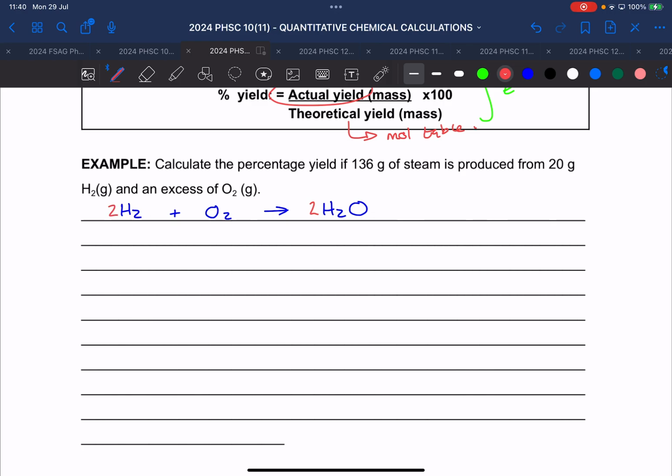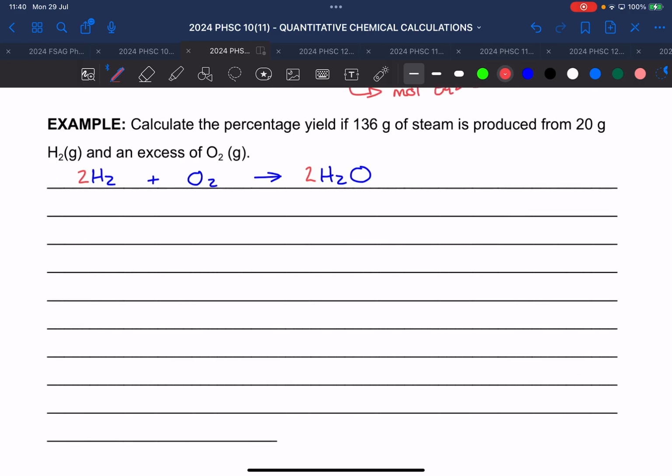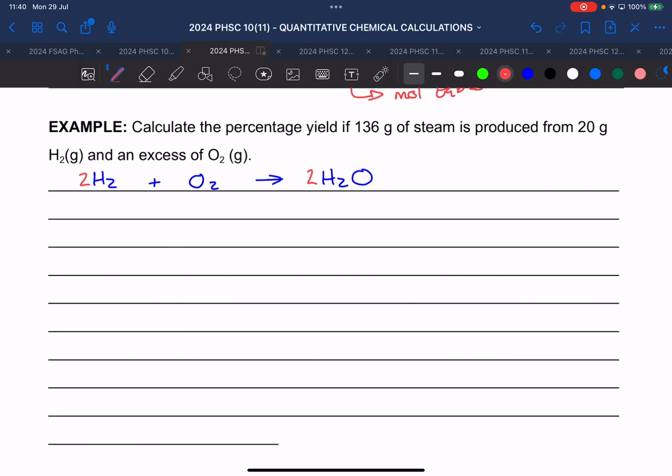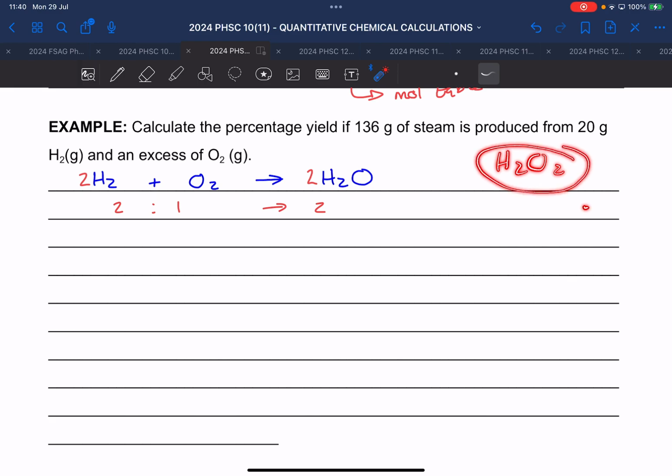Yes? For the final product, why is it not hydrogen peroxide? Because to form hydrogen peroxide, you need special conditions. If you just add hydrogen and oxygen together normally, it gives you water.